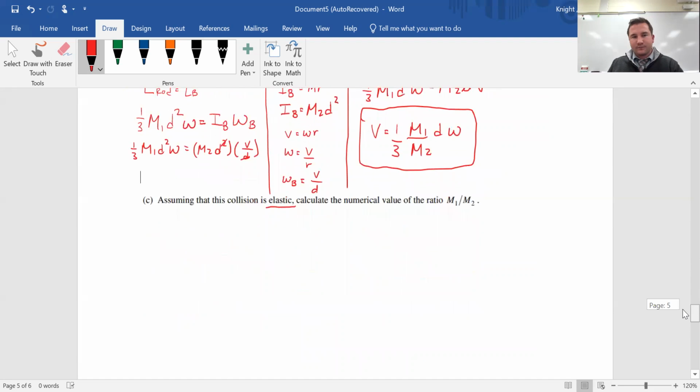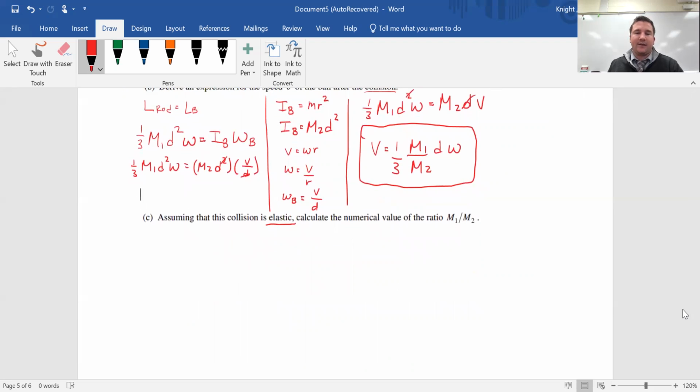Okay, so assume the collision is elastic, calculate the numerical value of the ratio m1 to m2. So you might think, right, if we look at this, we have the ratio m1 to m2 right here, right? We could just multiply by 3, divide by d, divide by omega, and be good to go. The problem is v is not allowed. So we need something to replace v with, right? We need another equation that we can get rid of this v so that we can have a relationship that is dependent on d omega and not on v.